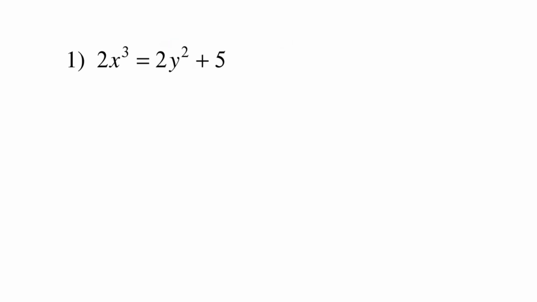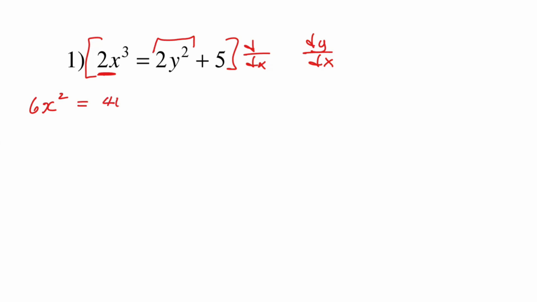What we're basically doing is differentiating the entire thing with respect to x, and we're going to try to find dy/dx. So here we're going to start with that first part. 3 times 2 is 6, so we have 6x raised to the second. And that is going to equal, we're going to differentiate this part, so we're going to have 4y. And because this is a y, we're going to have to attach to it dy/dx. And then the derivative of a constant is 0. So this is what we have.